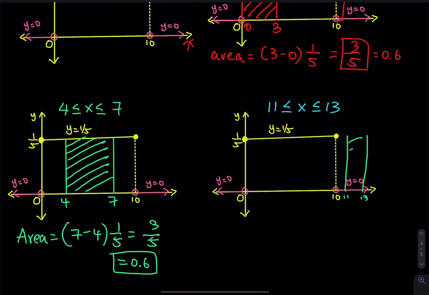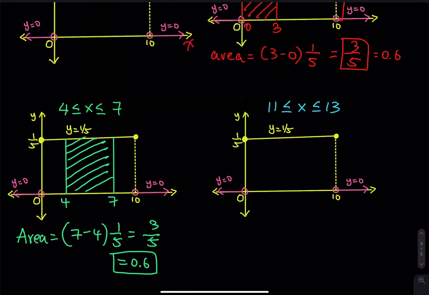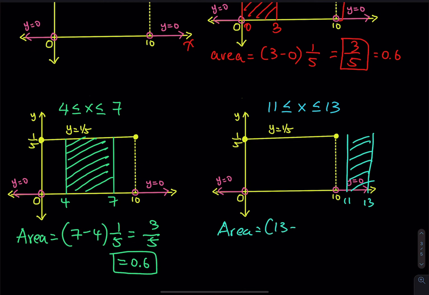All right, so this is my area, and you might say, okay, this is easy. Actually, let me match the color code for you. So let me go back to blue. So this is 11, and then this is 13, and then you draw this, right? And then you might say, okay, this is so easy. So the area is equal to 13 minus 11 multiplied by 1/5, so that is equal to 2/5, and then I am all done. Is this correct?